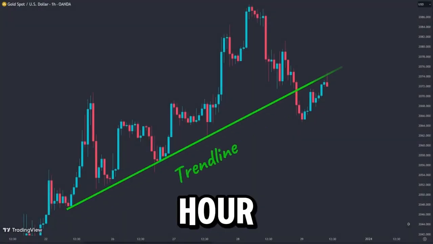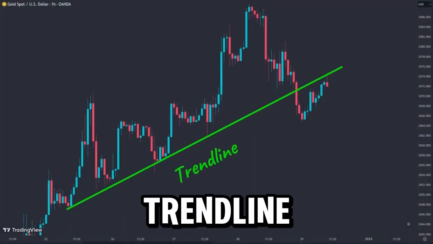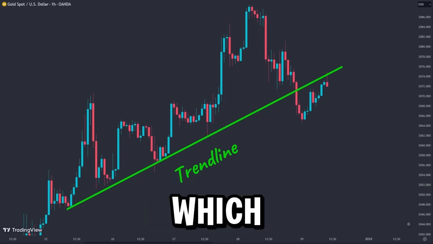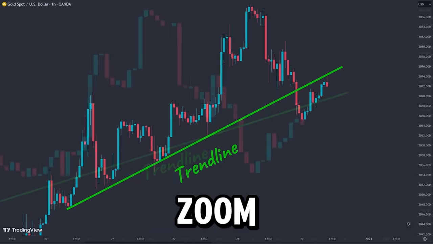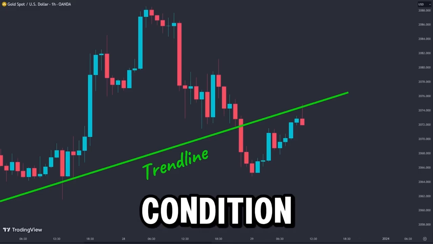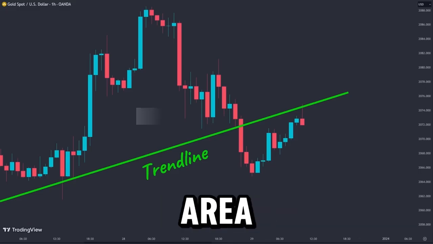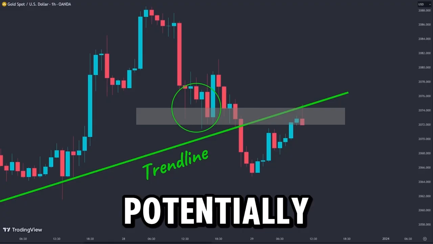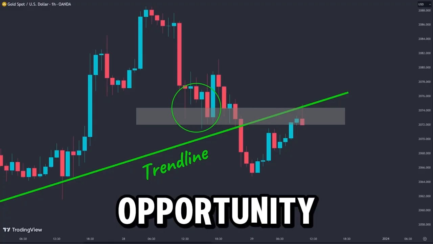Here on the gold 1-hour chart, we can draw a very clear trend line like this. The market has broken the trend line to the downside, which is a bearish signal. If we zoom into the latest area to observe the market condition, we can see that we have a strong area of resistance. Just look at the long wick rejections here. So now support turns resistance and potentially provides us with a trading opportunity.